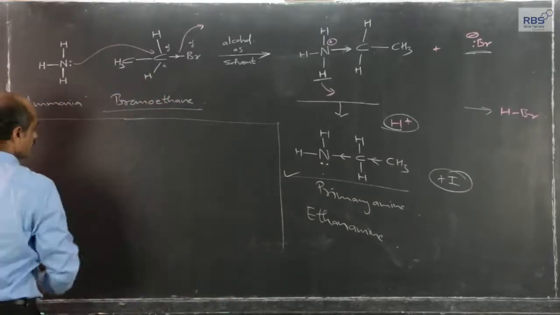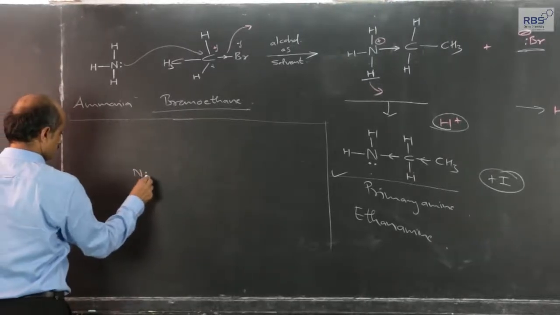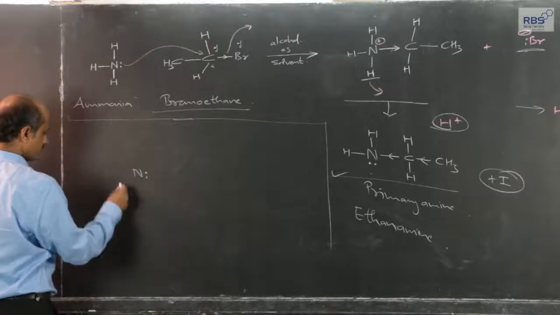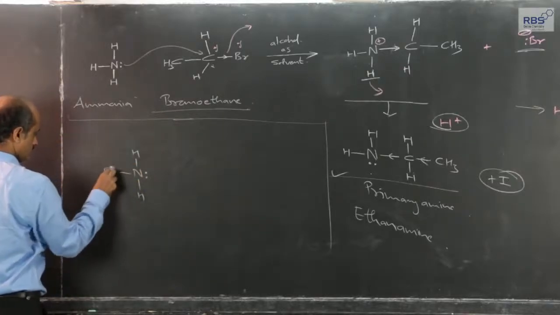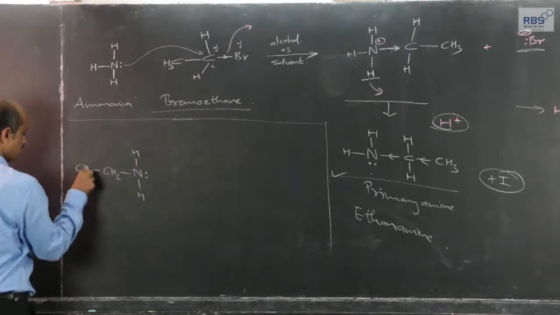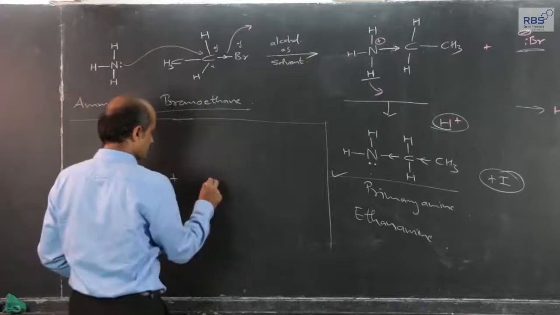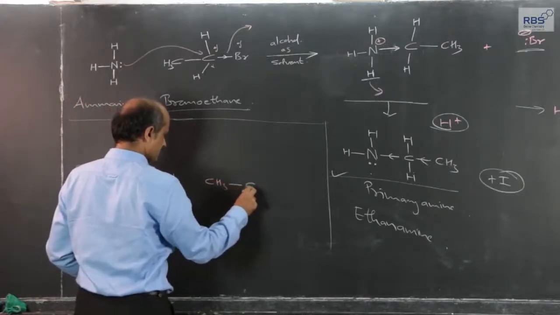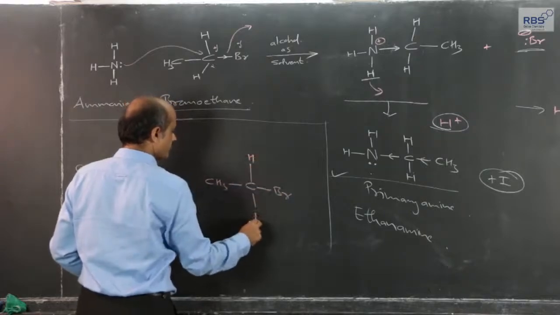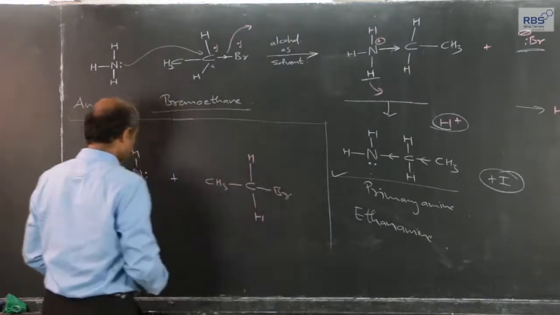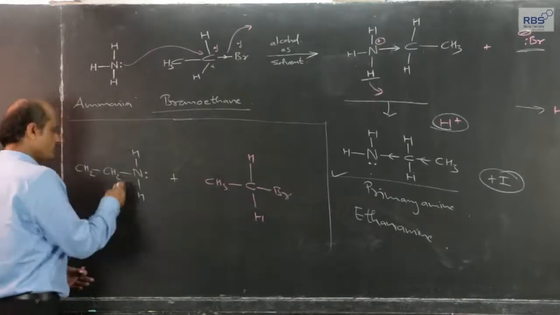Let me show in short. Lone pair of electrons. Ethylamine, and suppose that one more ethyl bromide is present. If it is present, then the reaction does not stop after one step is over. Even this reaction is easier because of the plus I effect.